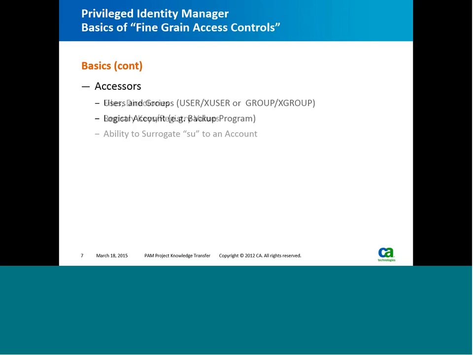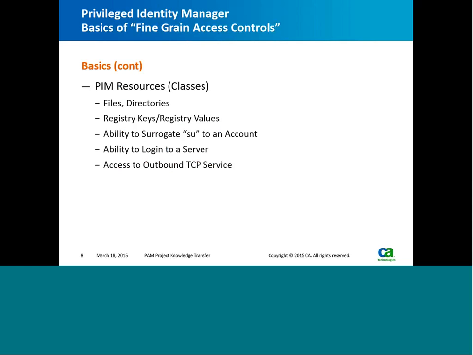All right. Next, what is a PIM resource? So, common ones are files, directories, registry keys, registry values, the ability to SU to an account, the ability to log on to a server, and of course, access to outbound TCP services. Those are simple PIM resources that we could write a PIM rule for and eventually a PIM policy for to define, to deny or to allow access.